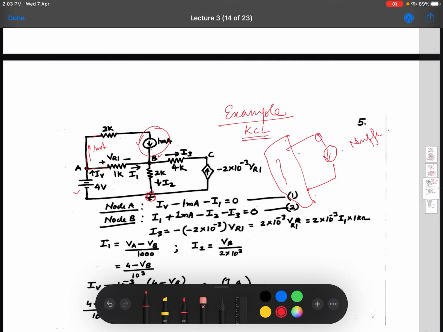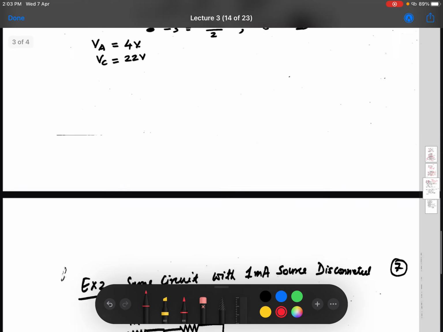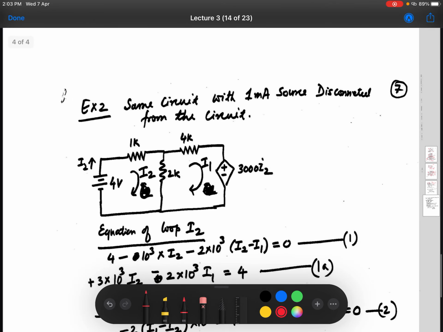Now if you want to nullify the current source when you remove it, then the current it is sourcing must be equal to 0. So to make the sourced current 0, you remove it and keep the terminals open, and only then you say that you have removed the current source. So in the same circuit, I have removed that current source. It was here, and if you remove it, you have to keep it open, like something floating over here. So that is the new circuit I am getting.